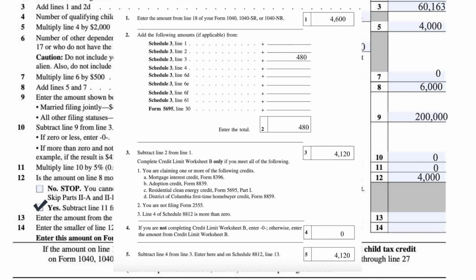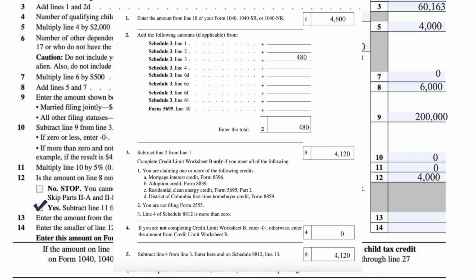Now we can complete the worksheet for the child tax credit, which we had started earlier. The first line of the worksheet asks for the amount from line 18 of Form 1040. As I mentioned at the beginning of the video, line 18 is going to be discussed in the next video.